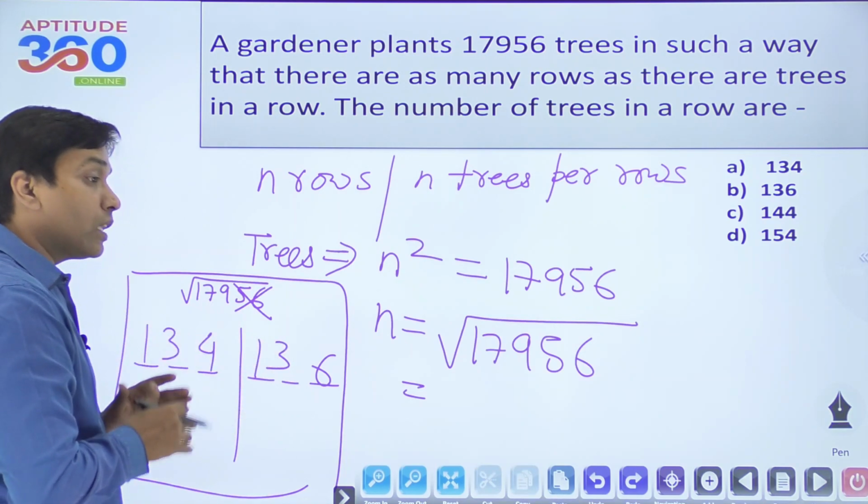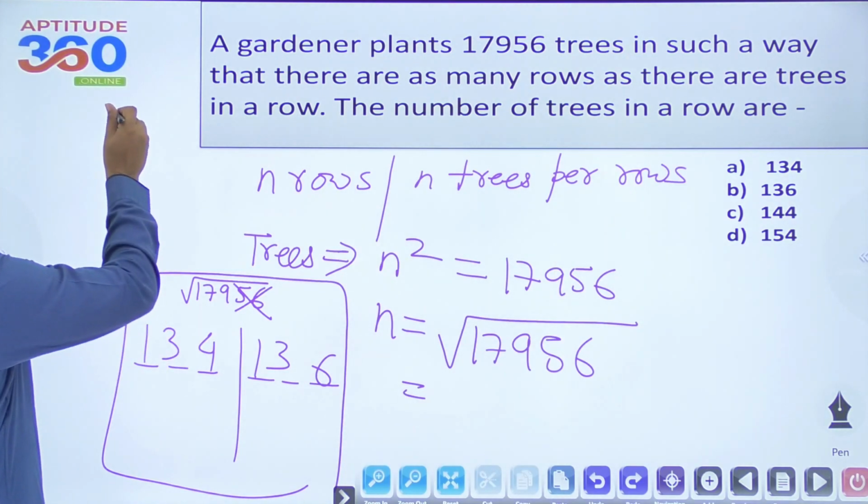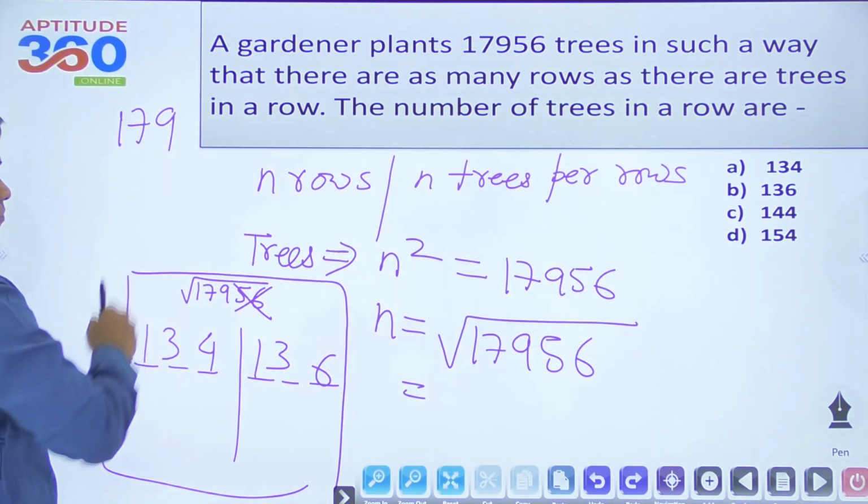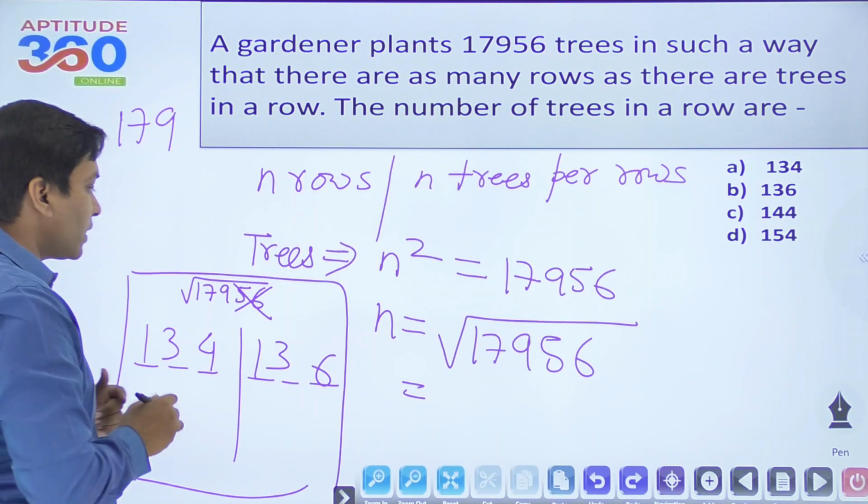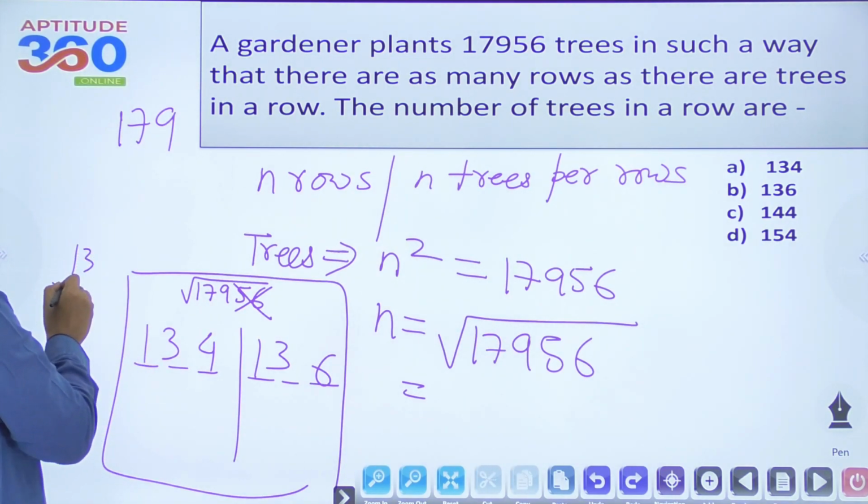Do we have the clarity? Now how do we discard between these two numbers? Our number out here is 179. And what is the number that they will be generating? They will be generating a number which is 13 into 1 more.